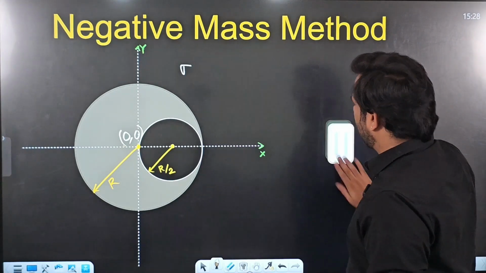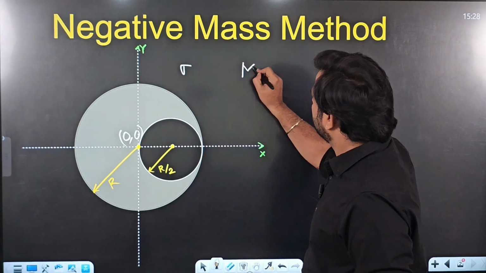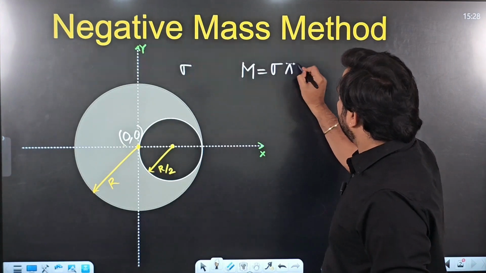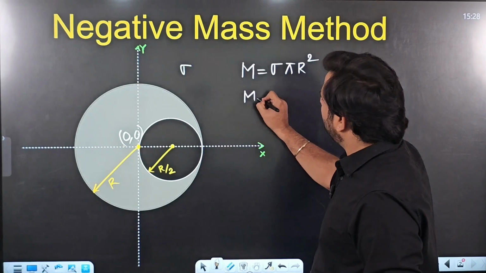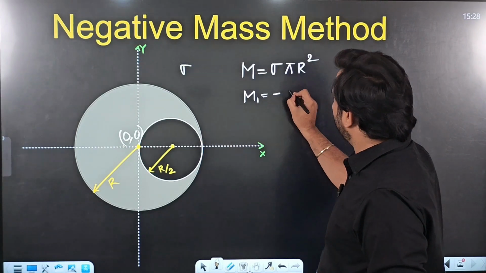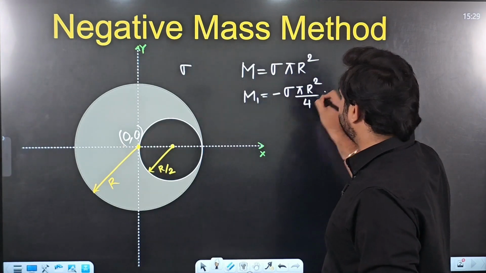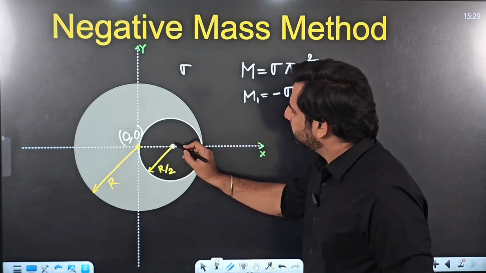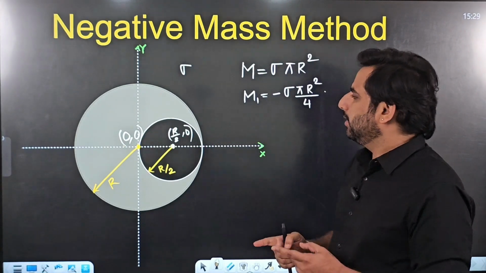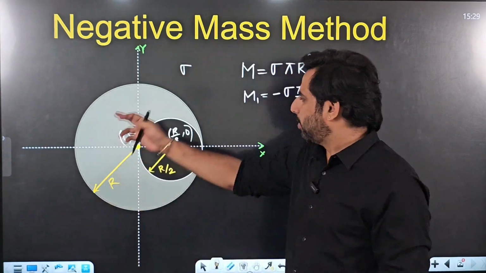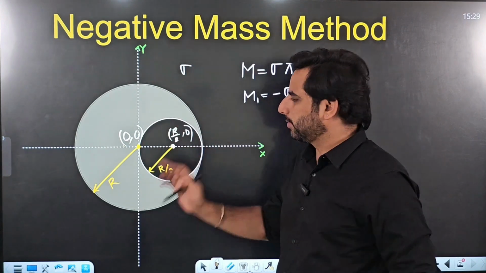So let us apply this here now. I'll take a big disk of mass m. The mass of the disk is m, which is density into area of the bigger disk, that is sigma pi r square. And I'll take a small disk of mass m1 whose mass is negative. So negative of sigma into the area of that smaller disk, which is pi into r by 2 whole square, which is pi r square by 4. And the coordinates of center of mass of the smaller disk are r by 2 comma 0. A disk with a cavity can be taken as two disks: one is a positive mass disk and another is a negative mass disk of radius r by 2 or diameter r.